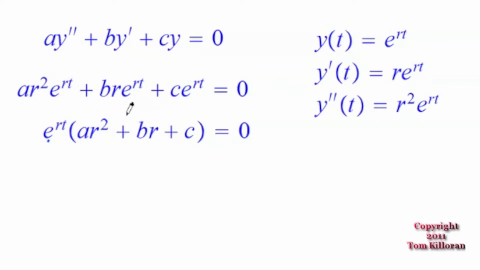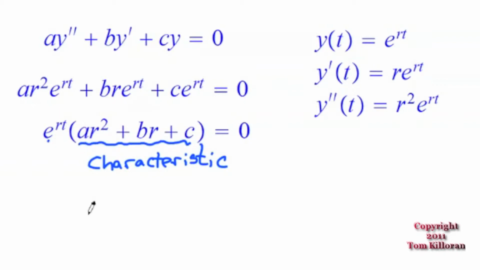And then the only thing that's going to make this equal to 0 is this ar squared plus br plus c. This is called our characteristic equation. And this characteristic equation, this quadratic set equal to 0, is going to give us possible solutions, values of r, that we can plug back into the original, this e to the rt part.